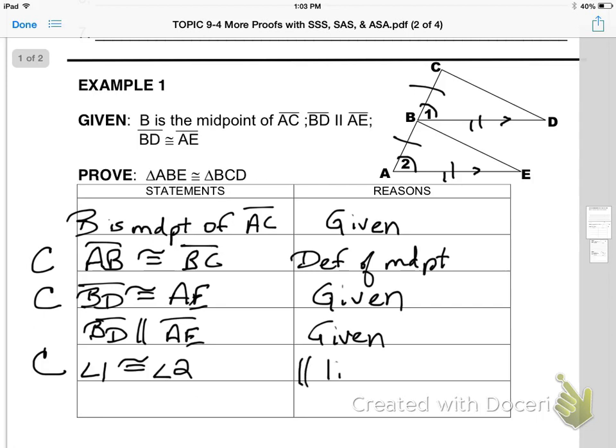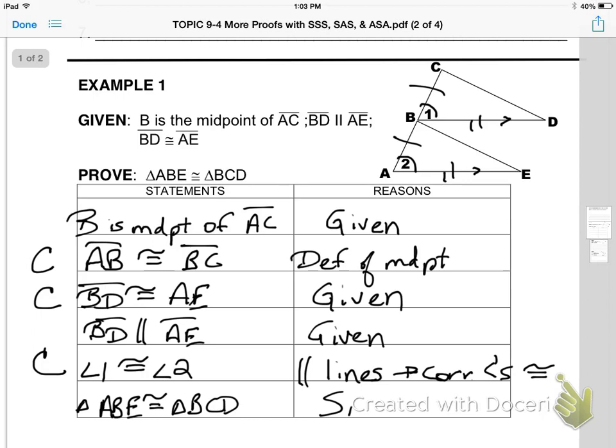So if you have parallel lines, then, oh, sorry, I keep drawing lines. Corresponding angles, I'm running out of space, are congruent. Okay, so when you have parallel lines, corresponding angles are congruent. And then we have our proof statement. Triangle ABE is congruent to triangle BCD, and that's going to be side, angle, side.